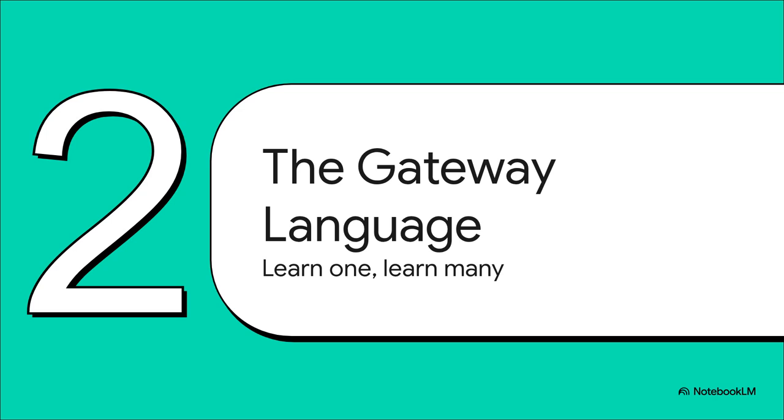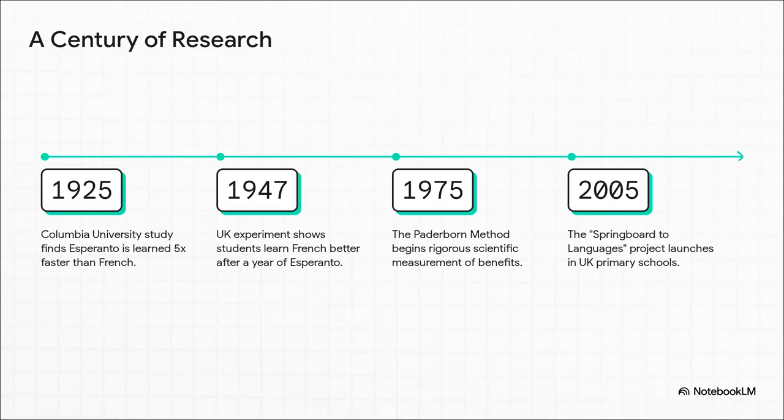Okay, so with that foundation laid, we get to the really big claim that learning this super simple language first actually makes you better and faster at learning other, much more complex languages later. Now, this is not some newfangled idea. Dr. Medella's research documents a whole century of experiments looking into this. All the way back in 1925, a study at Columbia University found it was learned 5 times faster than French or German. And for decades after that, studies in the UK, Germany, you name it, they all kept pointing to the same conclusion.